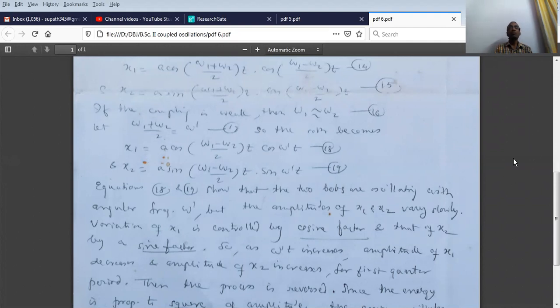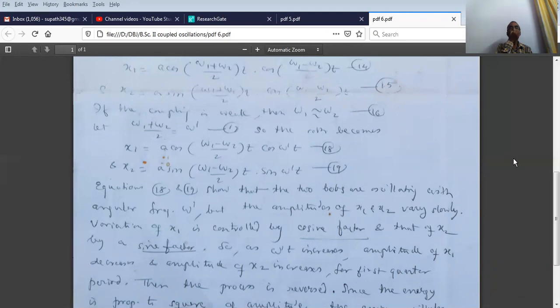x1 equal to, that is equation number 14 is converted into a cos ((omega 1 minus omega 2) divided by 2) into t multiplied by cos omega dash t, where omega dash is (omega 1 plus omega 2) divided by 2. Understand?